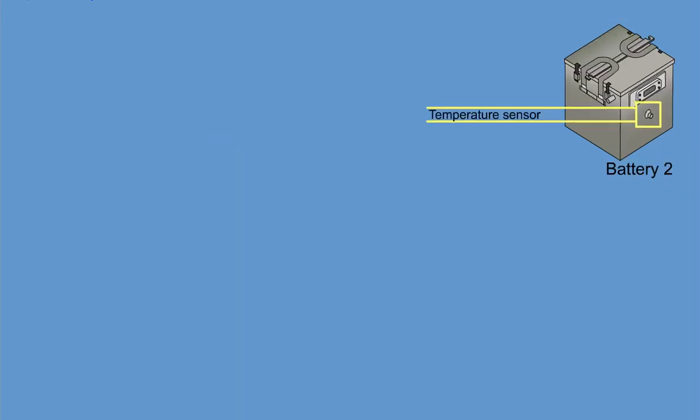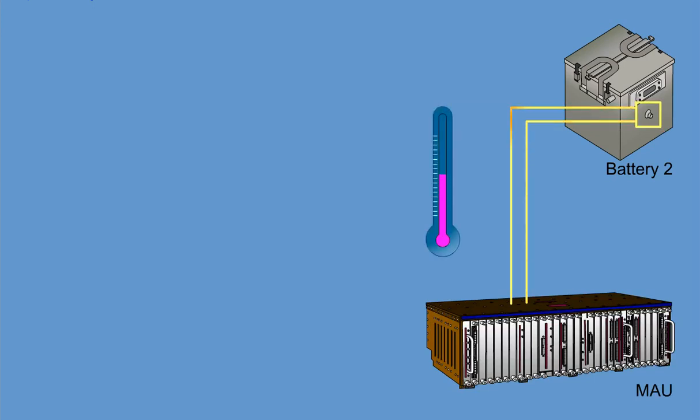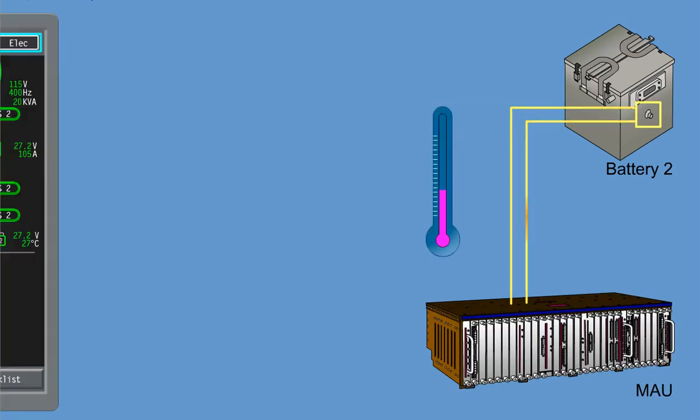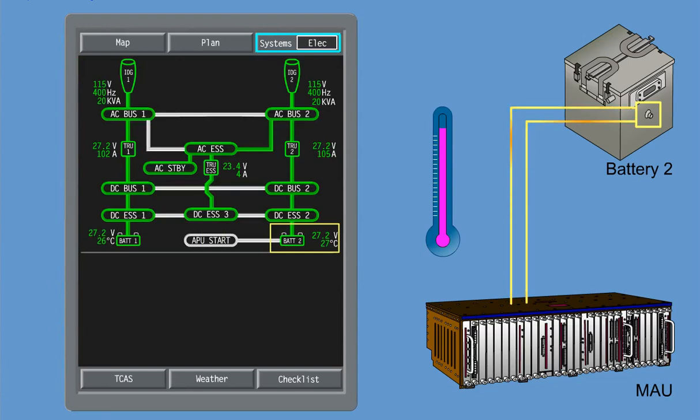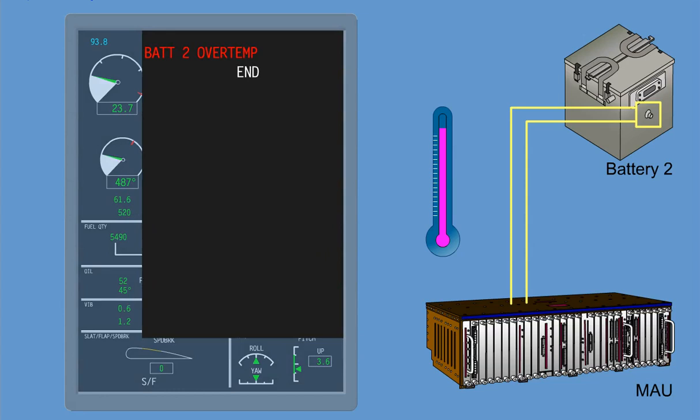Each battery is fitted with 2 temperature sensors, which are continuously monitored by the modular avionics units. Both sensors are used to provide continuous indication of battery temperature to the multifunction display and to display an ICUS warning message, battery overtemp, in red if battery limits are exceeded.